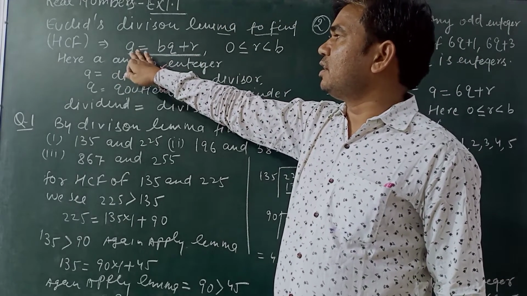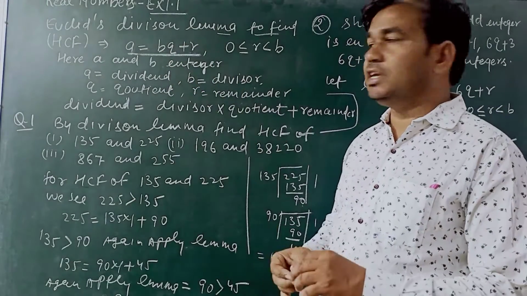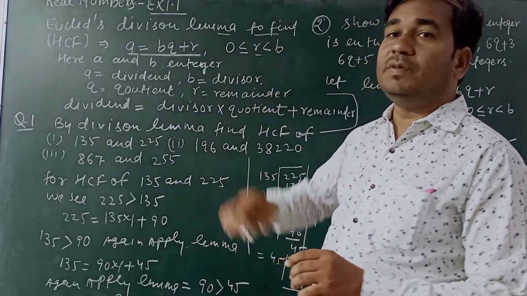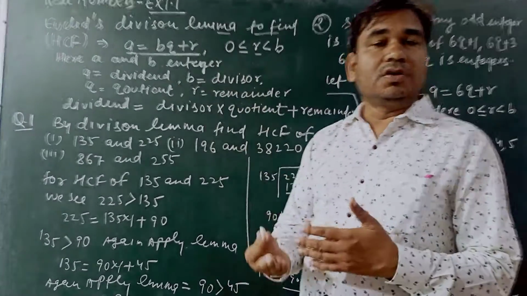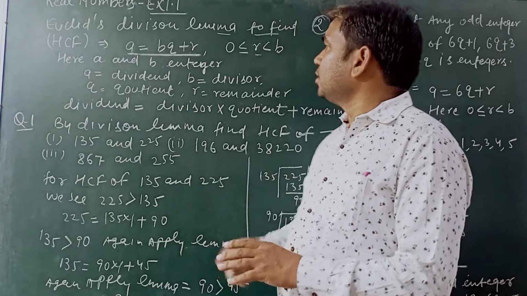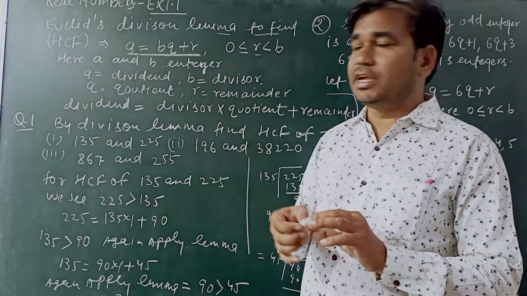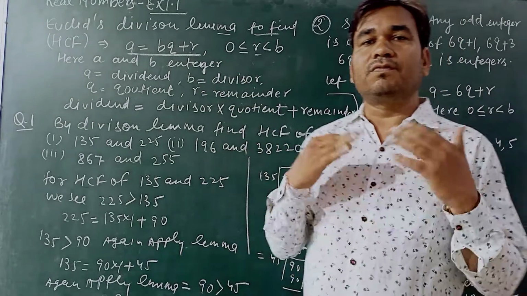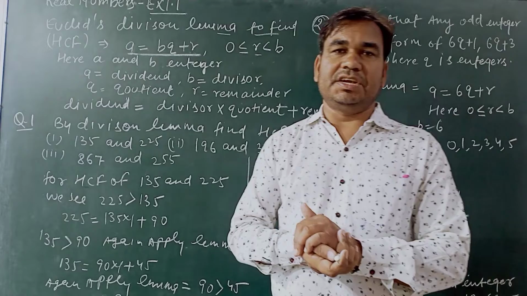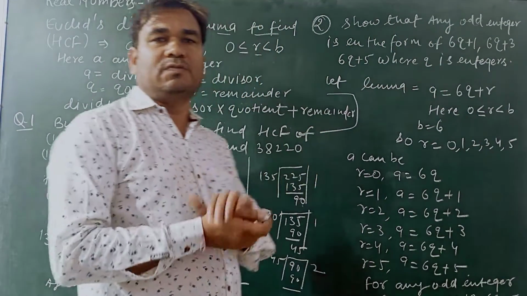This is the lemma: a equals bq plus r, and here this is r, the remainder, which is greater than or equal to 0 and less than b. This is the lemma we have to satisfy to find any kind of HCF. So here we discuss question number 1.